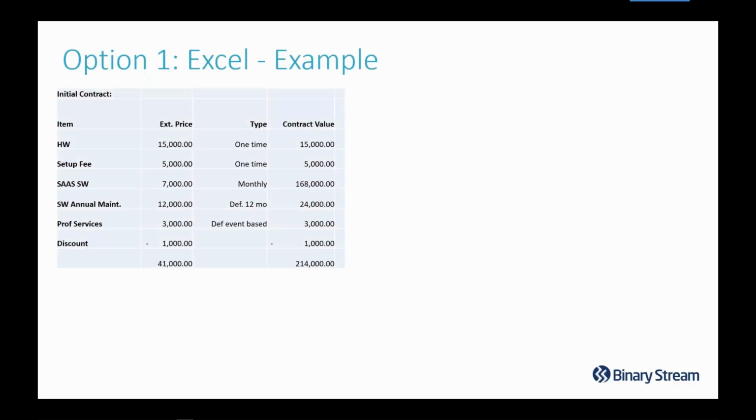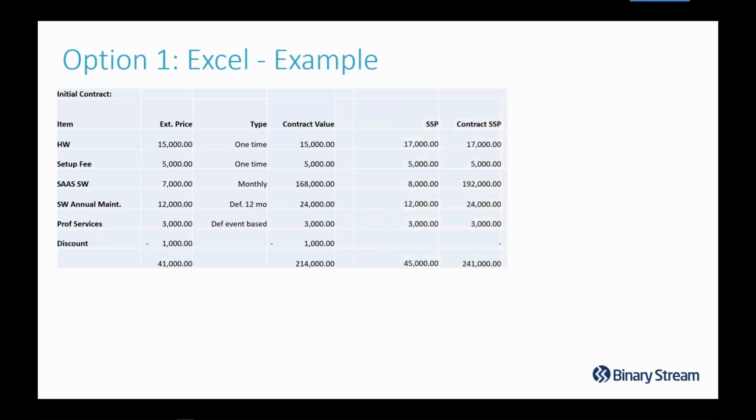There's an example. I got a hardware item, a setup fee, software, maintenance, professional services, and the ever-present discount. And one time, monthly, you get the idea, the different terms of the item that you've got on your contract. Now, I've got my standalone selling price column. It's a little different in some cases than what you see in other places. And there's my contract standalone selling price, $241,000 compared to the contract value of $214,000. How do I reconcile that?